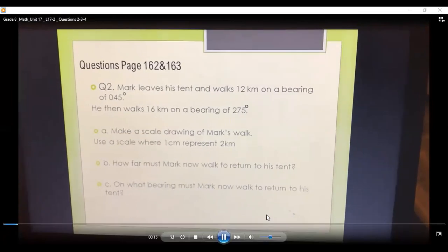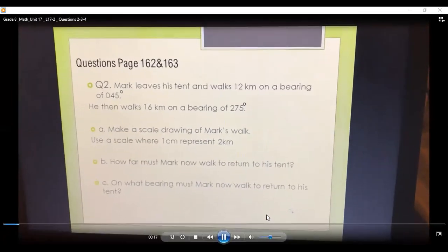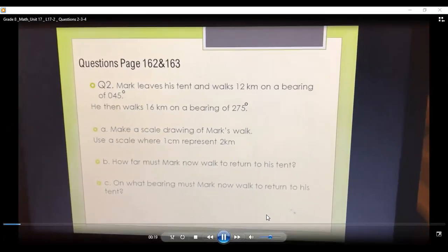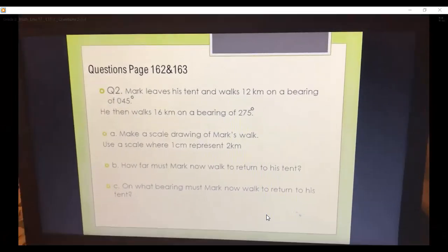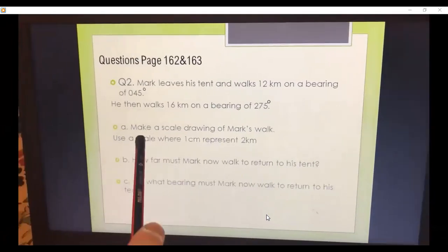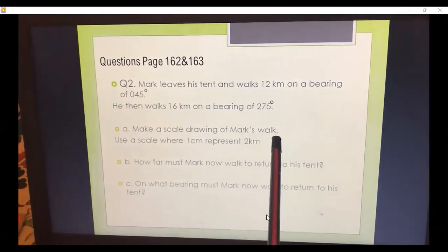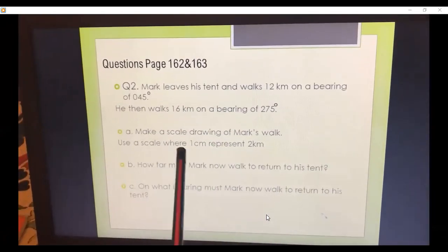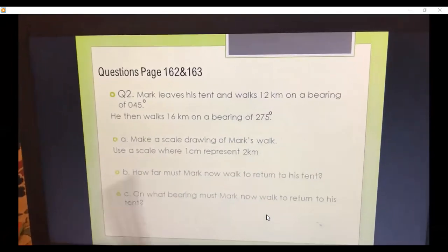This is question number 2. He then walks 16 kilometers on a bearing of 275. First, they wanted to make a scale drawing of Mark's walk. Use a scale where 1 centimeter represents 2 kilometers.